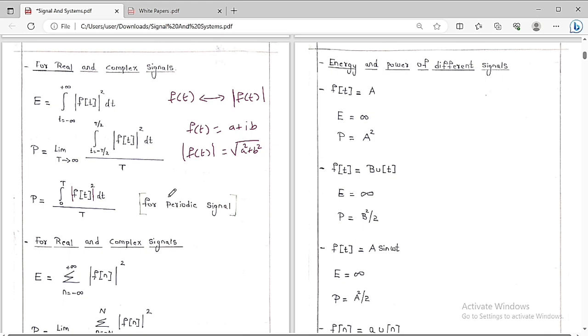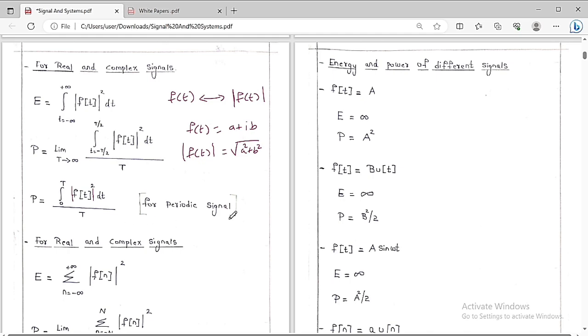Suppose you are going to find the power for periodic signals, instead of finding the energy for each cycle and time for each cycle, I will calculate only the energy for one cycle and time for one cycle. Then we get P is equal to integration from t is equal to 0 to capital T mod of f of t whole square dt by capital T for periodic signals.